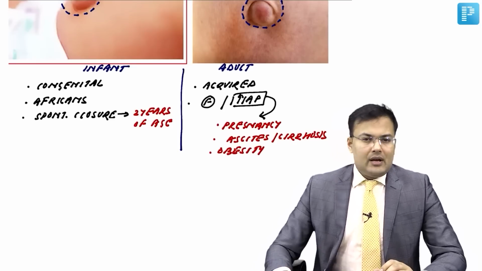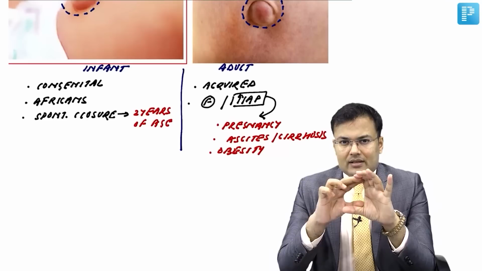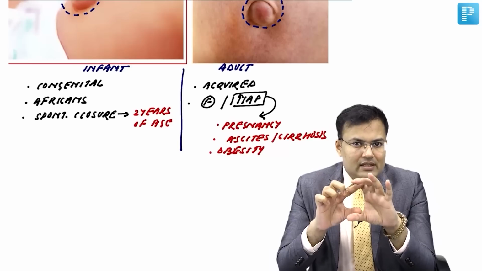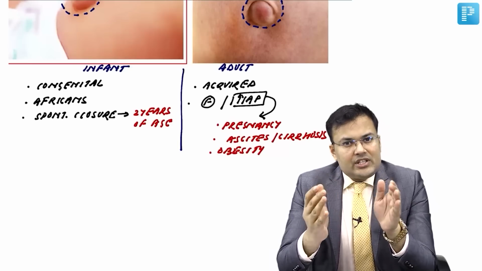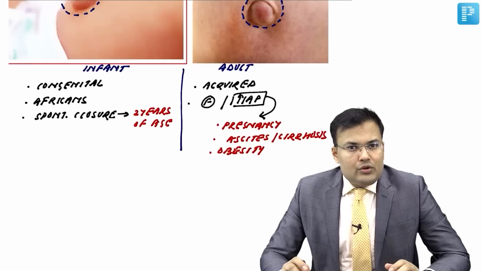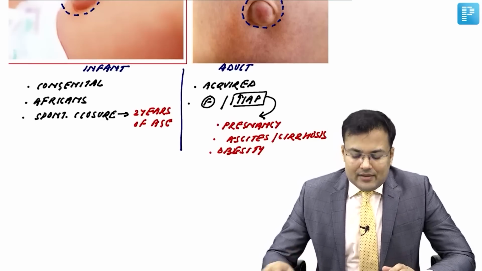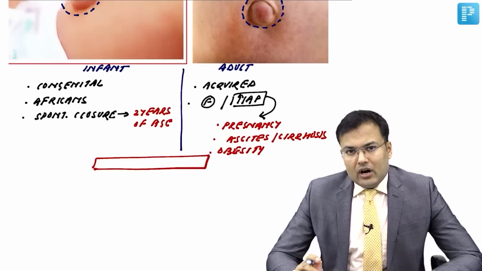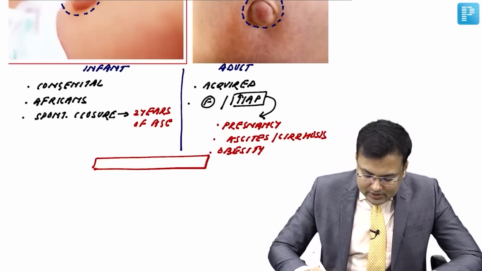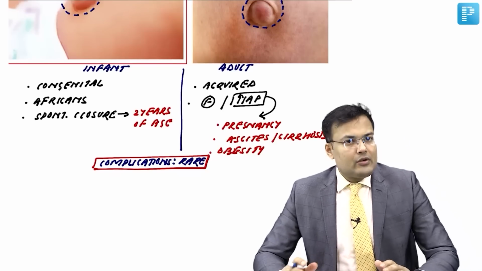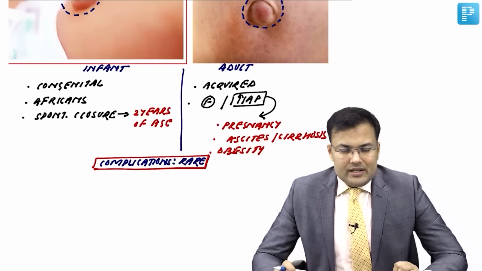What is the good thing? Since there is stretching of umbilicus, over a period of time the size of defect is going to enlarge. And since the size of defect is going to enlarge, the risk of complications is rare. So whether it is in infants or in adults, complications are rare. Okay. Now see, in all patients surgery is not required.